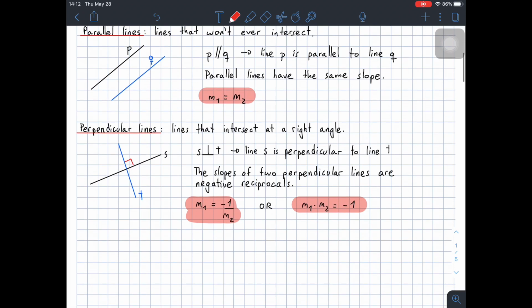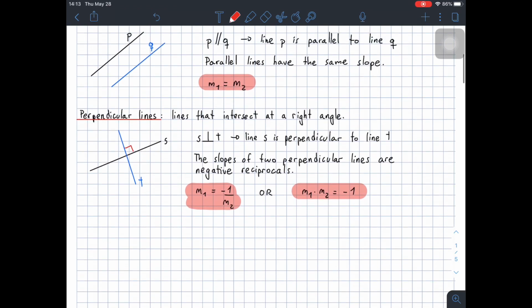Then we have perpendicular lines, which is this case over here. And perpendicular lines are lines that intersect forming a right angle. Remember that right angle means that they form 90 degrees. Okay, so we say that line S is perpendicular to line T.